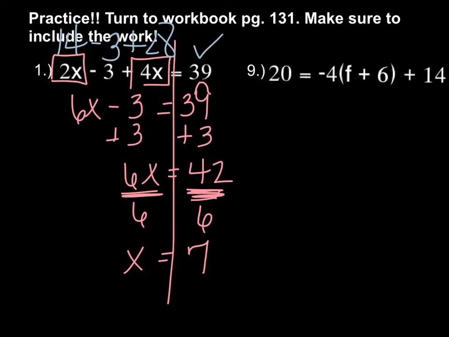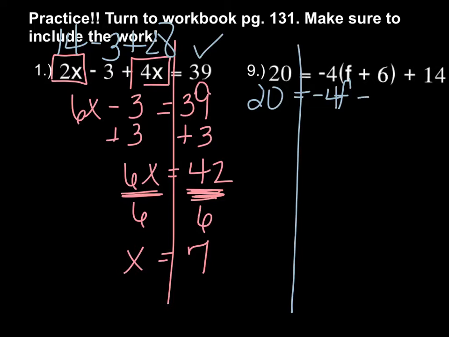On problem 9, this one has distributive property. So before I can combine like terms, I have to distribute. I'm going to bring down my 20. Negative 4 times f is negative 4f. 6 times negative 4 is negative 24 plus 14. Okay, and then I'm going to combine like terms. My terms are not variables, they're here.